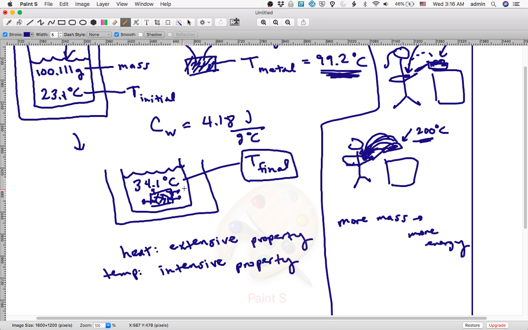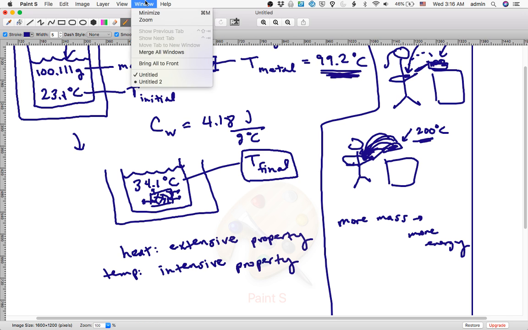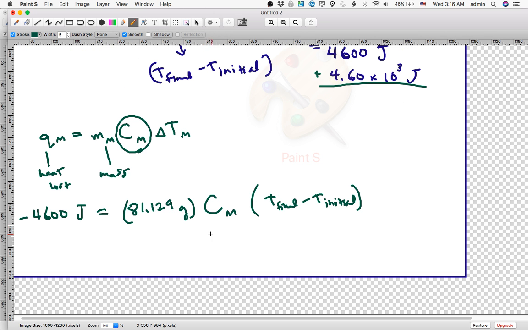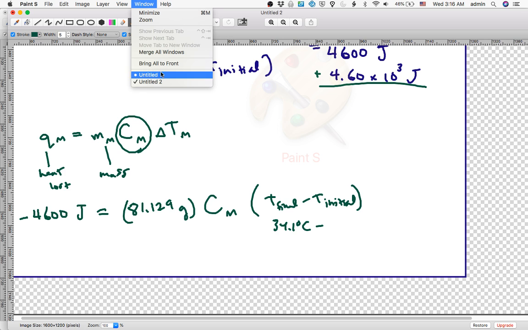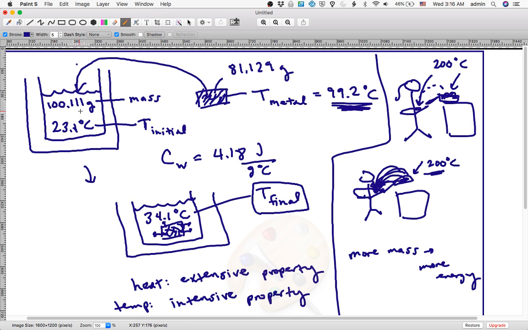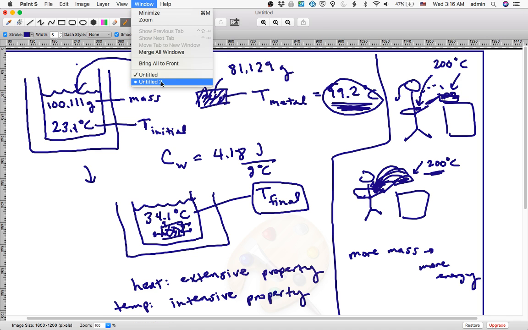Well, so anyways, T final for the metal is the same as T final for the water. So I will plug that in here. So this is 34.1 degrees Celsius minus. And what is T initial for the metal? Is it the same as the cold water, 23.1 degrees Celsius? No, because the metal was never 23.1 degrees Celsius. What was the temperature of the metal at the beginning of this experiment? That's right. The temperature of the metal was 99.2 degrees Celsius. So let's plug that in here.